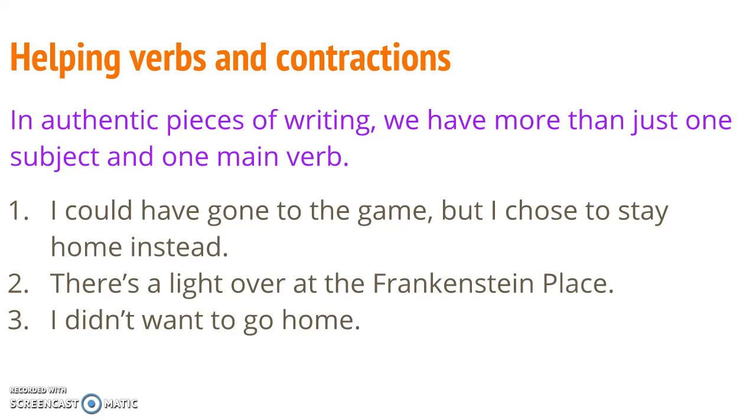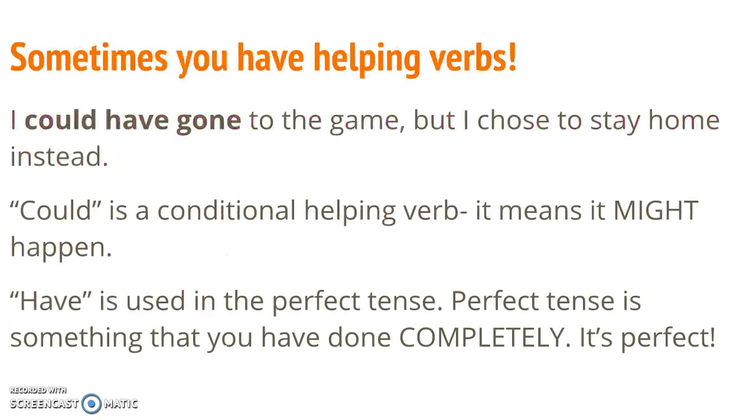Okay, helping verbs and contractions are also a little bit confusing. In authentic pieces of writing, we usually have more than one subject and main verb. So let's take a look at these three sentences. I could have gone to the game, but I chose to stay home instead. There's a light over at the Frankenstein place, and I didn't want to go home.